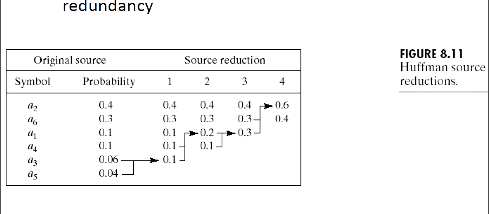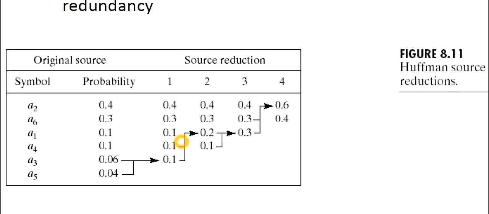See, this is the table. You need to draw this table: original source and source reduction, symbols, probability. For A2 the probability is 0.4, for A6 the probability is 0.3. Similarly, A1 is 0.1, A4 is 0.1, A3 is 0.06, and 0.04 for A5. We go through four different steps. In the next step, 0.06 and 0.04 become 0.1 at the first stage.